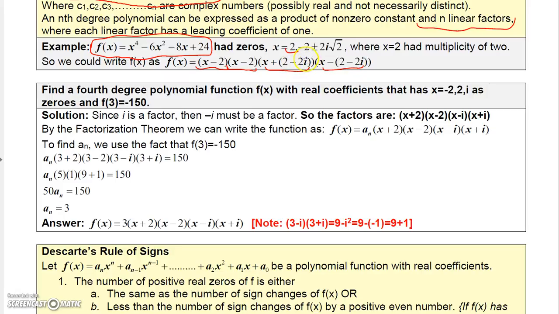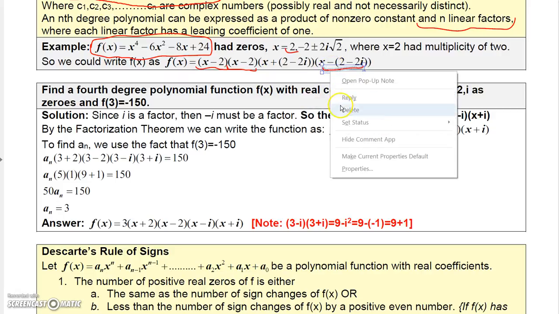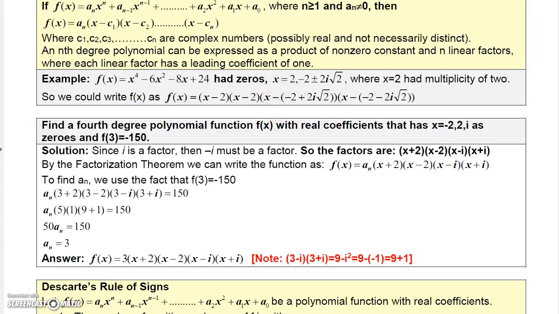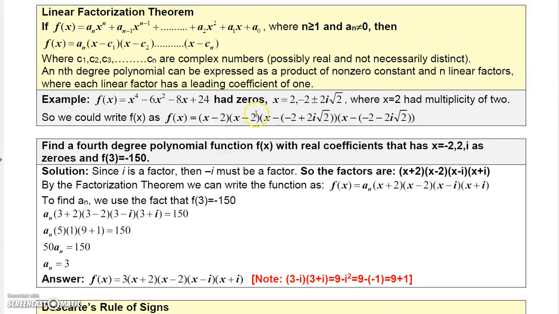So actually I left off the square root of 2 here, but it should be 2i square root of 2 here and 2i square root of 2 here. So that's my bad there. So let me pause the video and fix that real quick. Okay, I corrected that and I made it where it actually made a little more sense.